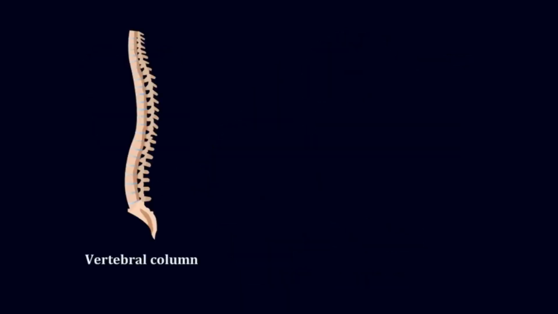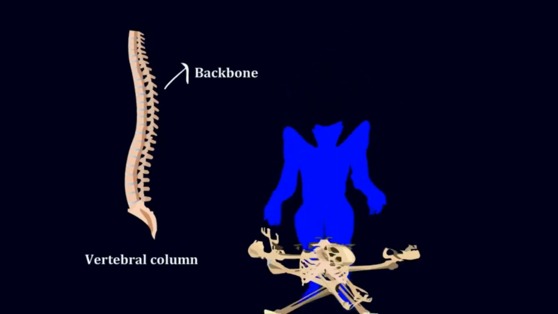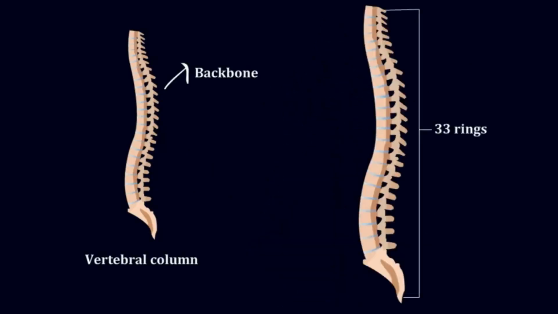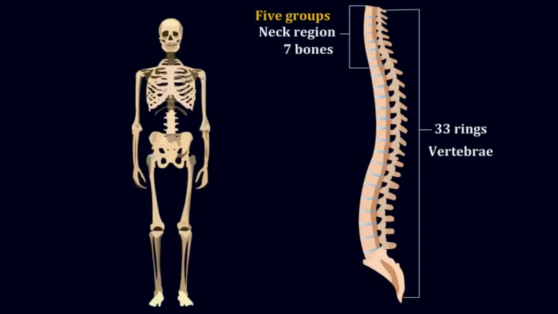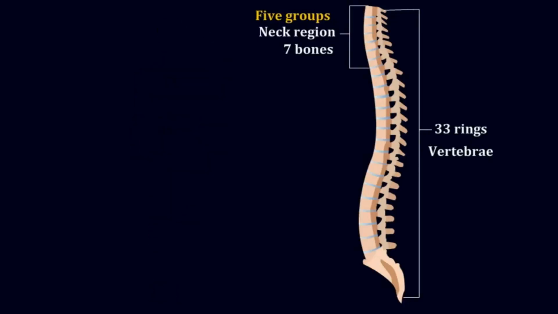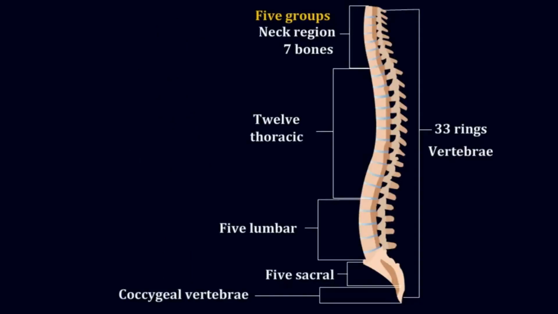Vertebral column. It is popularly called the backbone. Without this, you can't get a shape. It has 33 ring-like bones called vertebrae. These are divided into 5 groups according to the regions they occupy. The neck region has 7 neck vertebrae which connect the head to the body, 12 thoracic, 5 lumbar, 5 sacral and 4 coccygeal vertebrae.